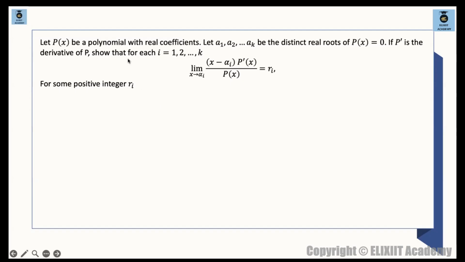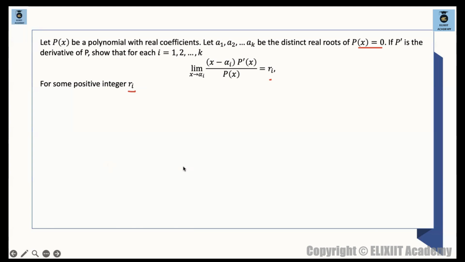The question says: let P(x) be a polynomial with real coefficients. Let alpha 1, alpha 2, alpha 3 and so on till alpha k be distinct real roots of P(x) = 0. If P' is the derivative of P, show that for each i = 1, 2, 3 and so on till k, the limit as x tends to alpha i of (x minus alpha i) P'(x) divided by P(x) is r i for some positive integer r i.